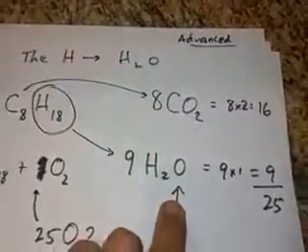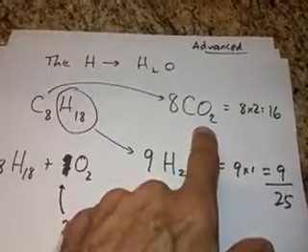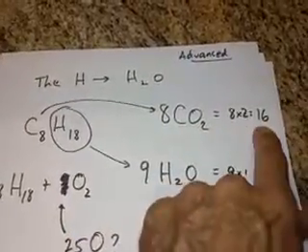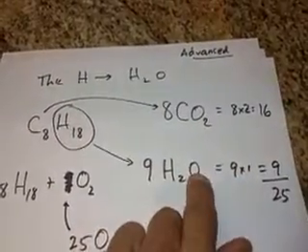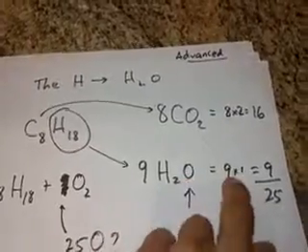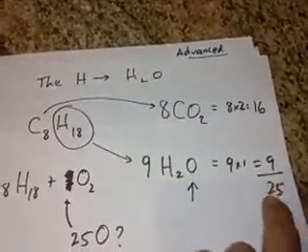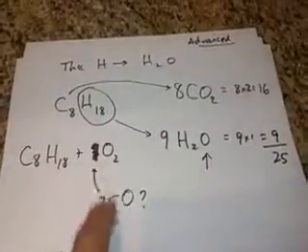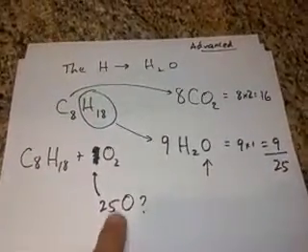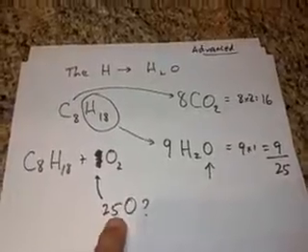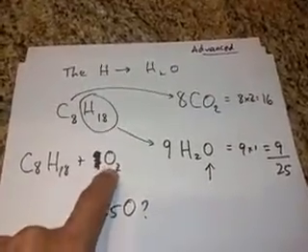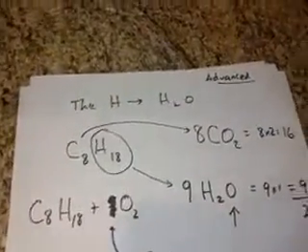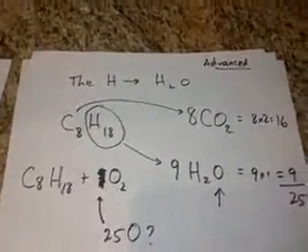Now the question comes, how many oxygens do we need? Well, this one has 8 times 2, which is 16. It says 9 times 1, which is 9. So you add the 16 and 9, you get 25. So 25 oxygens is what we need. But that's not an even number because oxygens come in pairs. So we've got to look at it a different way. Let's just double everything.